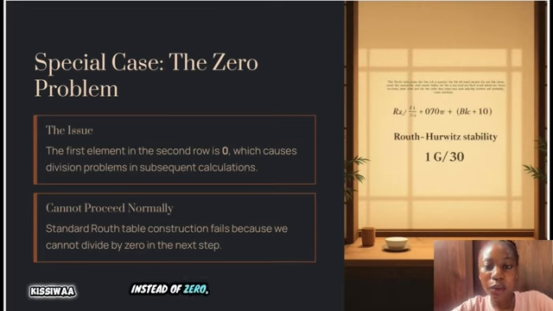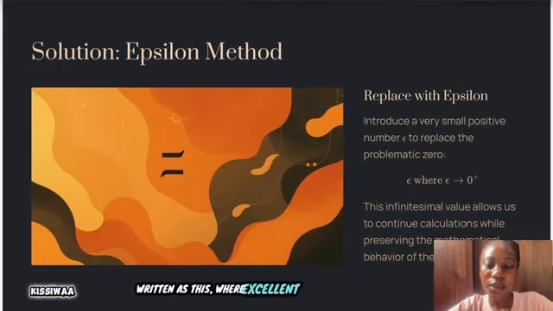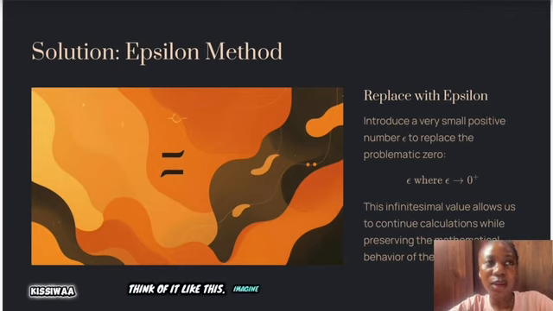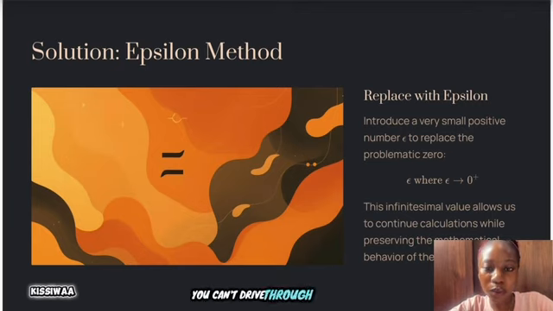Instead of 0, we substitute a very small positive number called epsilon, where epsilon approaches 0 from the positive side. Think of it like this. Imagine you're driving on a road and there's a pothole. You can't drive through it, but you can go just slightly around it. Epsilon is that slight detour. It's close enough to 0 that the math remains valid, but it's not 0, so we can still divide.